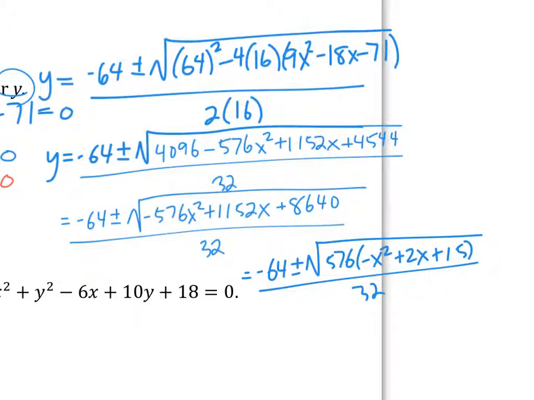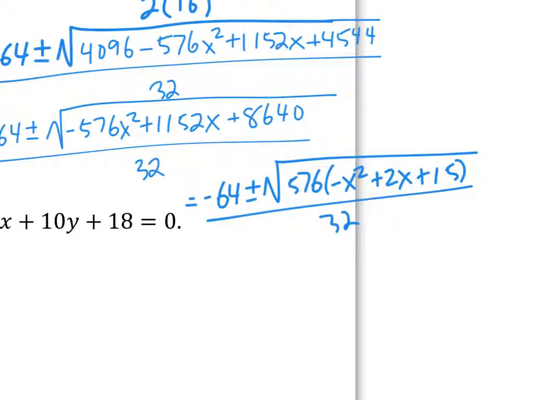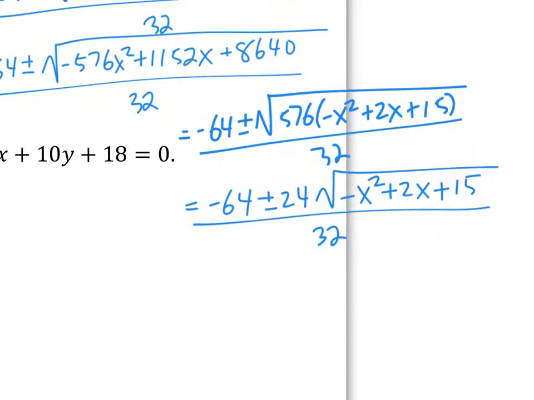Actually, that's another thing. I am taking out a positive 576 because I'm eventually going to take it out of the radical. If I take out a negative, I cannot take it out because it's going to create an i. So I'm taking out a positive number. All right, that positive 576 comes out as, what is it, 24? Okay, plus or minus 24 times the square root of negative x squared plus 2x plus 15 over 32. And then let's see if we can simplify this more.